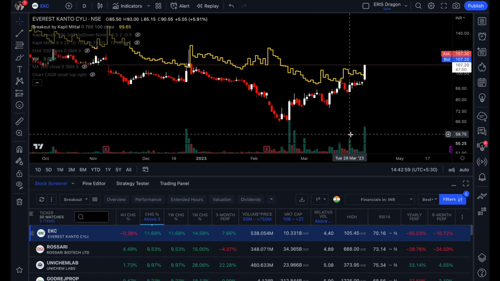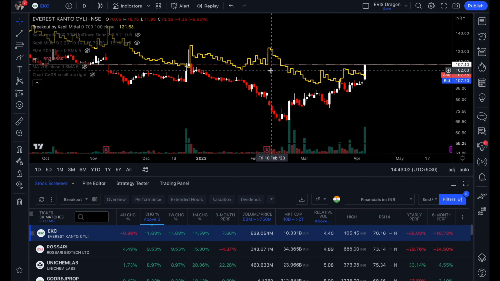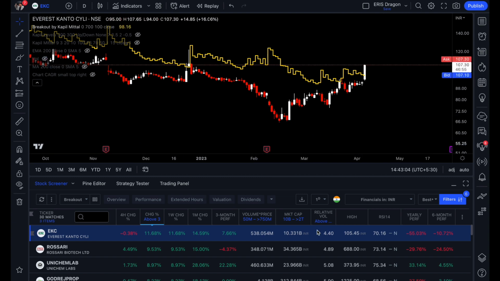And it is quite visible on the chart as well if you look at the volumes of the stock. So this helps us in identifying high momentum stocks. And our next process is to now analyze the results that we have in the stock screeners here.